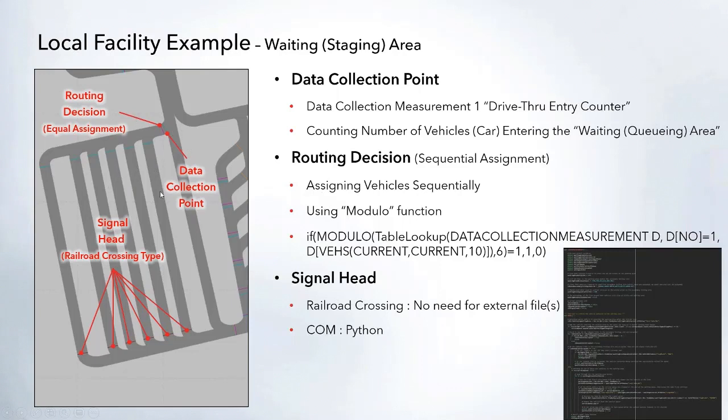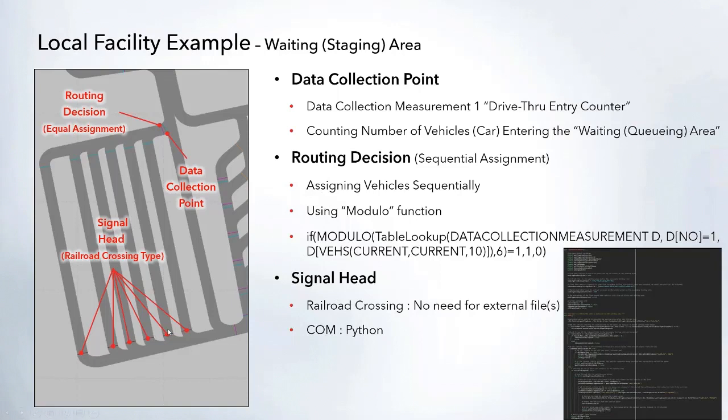And so as vehicles enter this facility, we then stop them down here at the bottom using signal heads. This is just using one of the newer signal types. We just used a railroad crossing signal head so that we could create some signal groups. That way we didn't need any external signal controller files. And then from there, we have a short little COM script set up that controls when those signal heads turn on. That was written in Python.